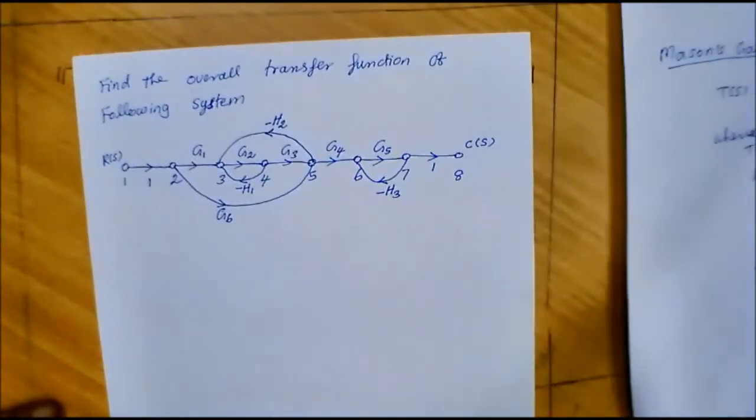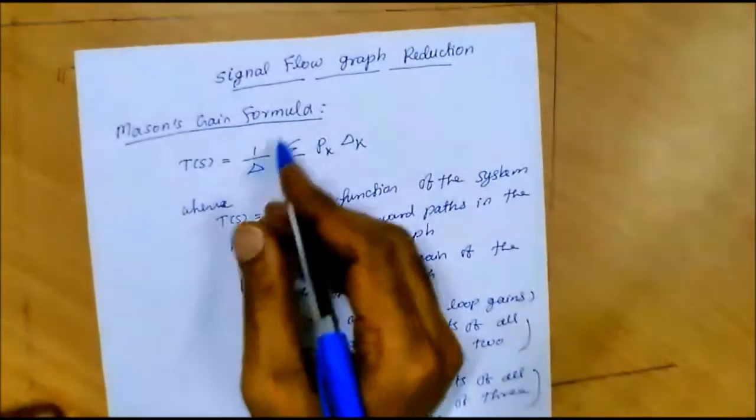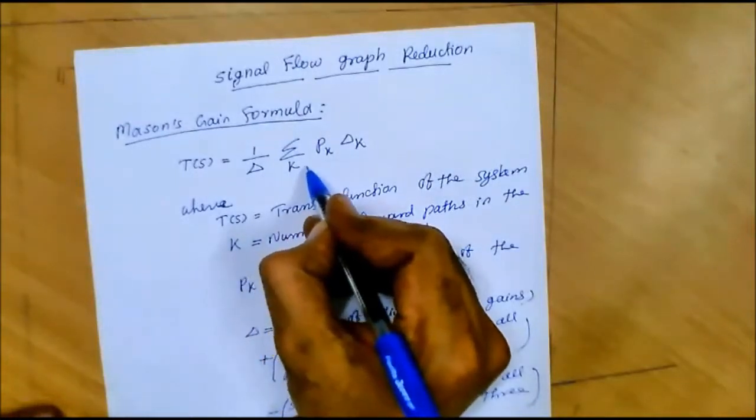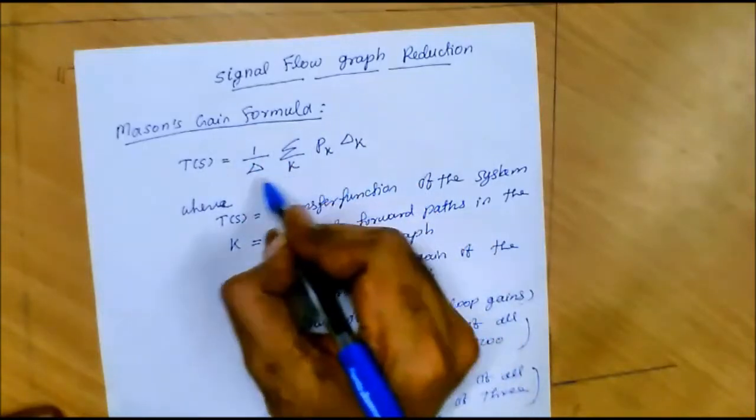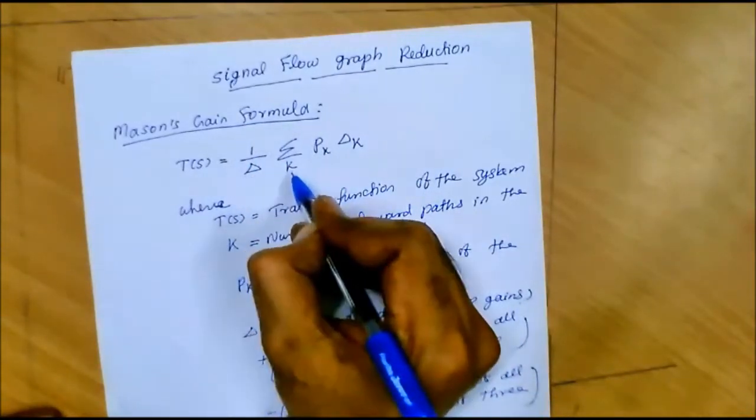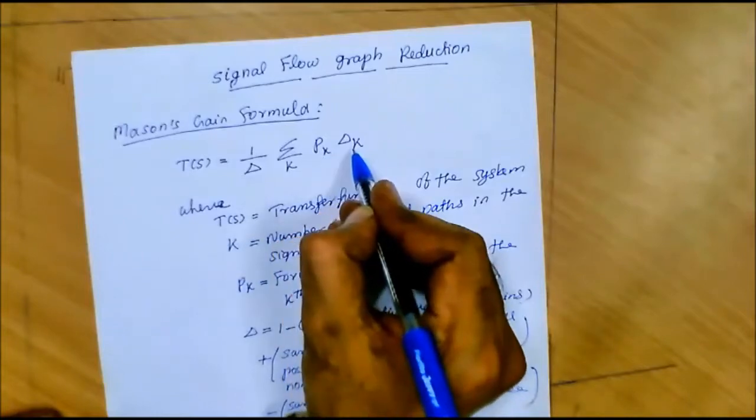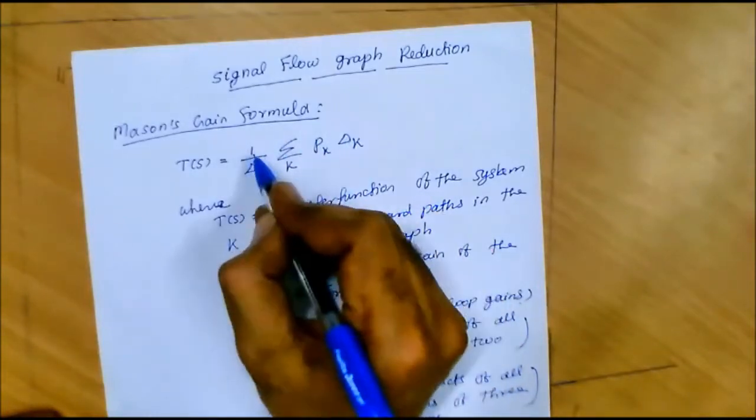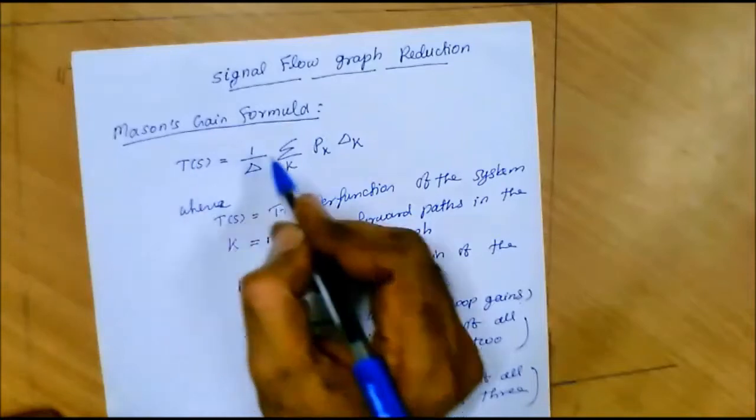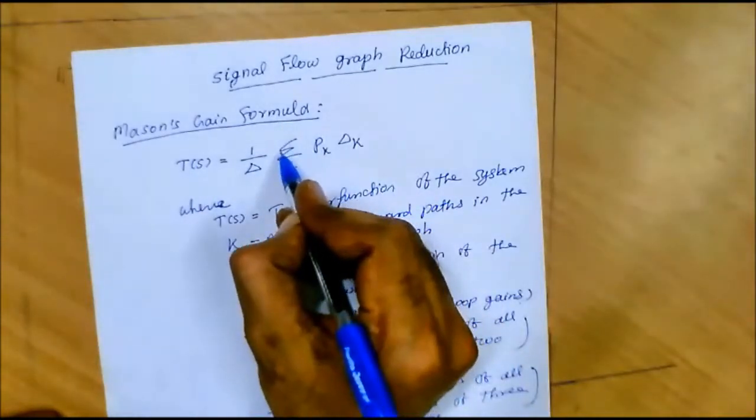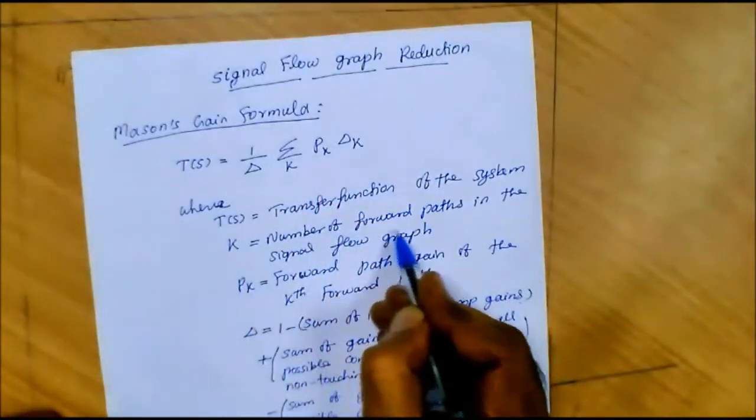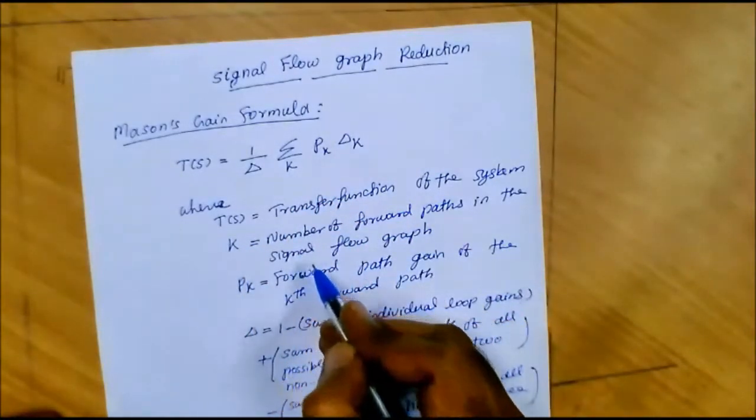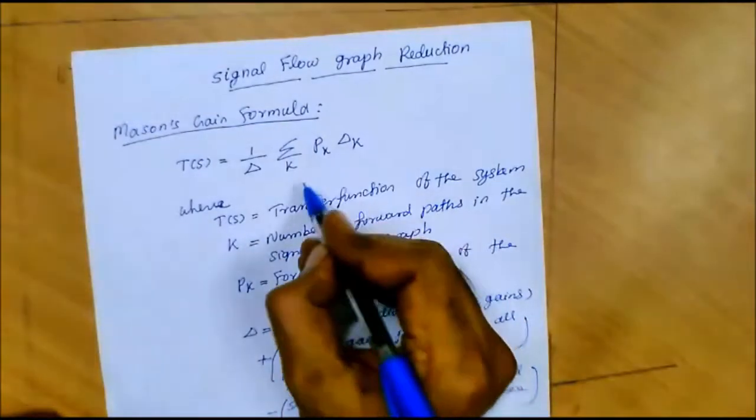According to Mason's gain formula, T(s) is equal to 1/Δ times the summation over k of P_k Δ_k. So in this formula we should find the values of Δ, P_k and Δ_k. Then if we substitute them here, we will get the overall transfer function T(s). In this summation we need to find the value of K, which is the total number of forward paths in the signal flow graph. So first let us start with finding the total number of forward paths.